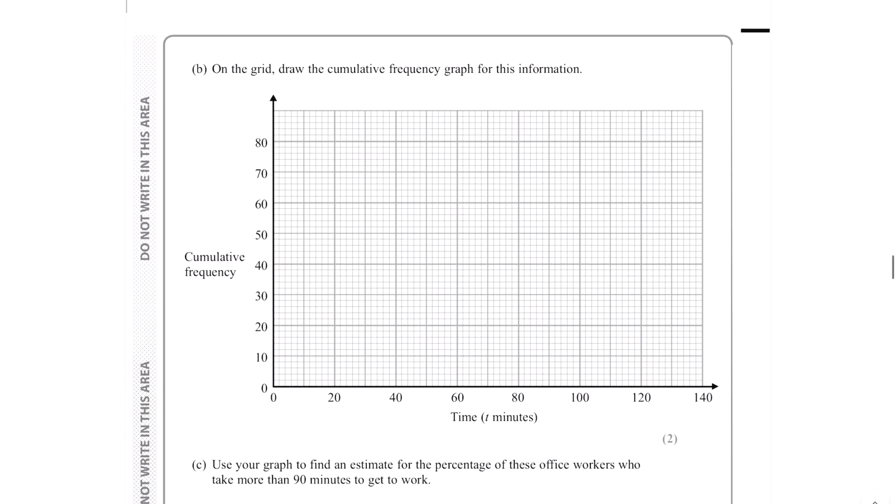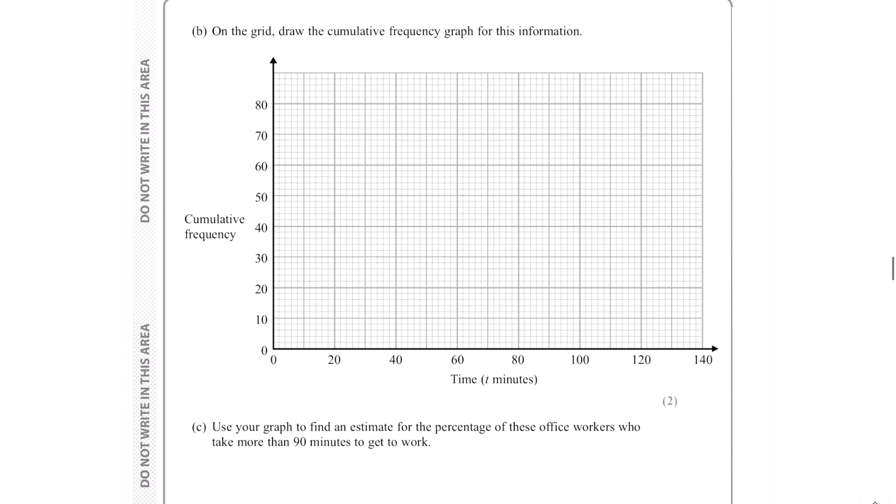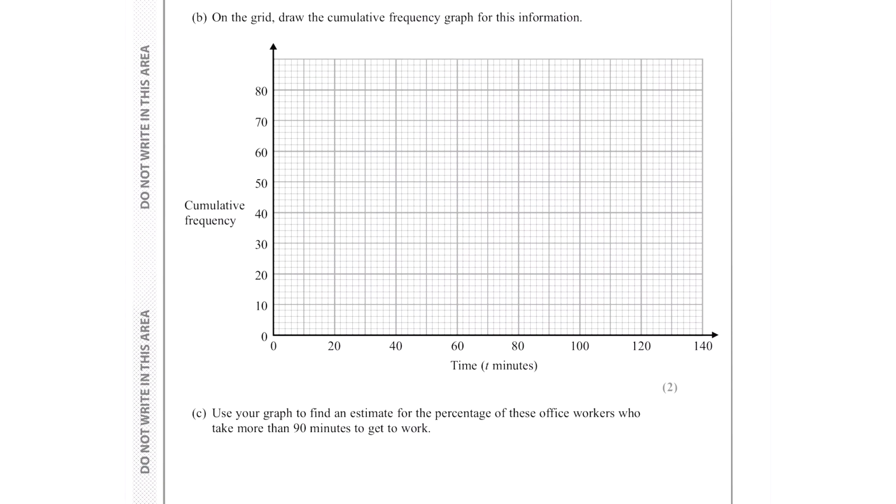Then it says on the grid, draw the cumulative frequency graph for the information. You always want to plot against the end of the times. So for this, we're going to plot 20 against 5, then 40 against 35. If you plot 20 against 5, that will be somewhere there. If I then plot 40 against 35, that's going to be somewhere there. If I then plot 60 against 55, that's going to be there.